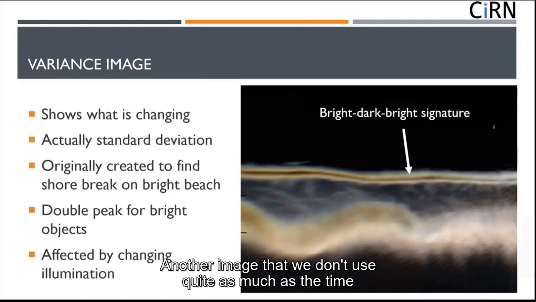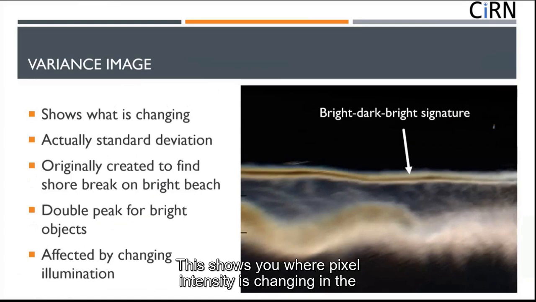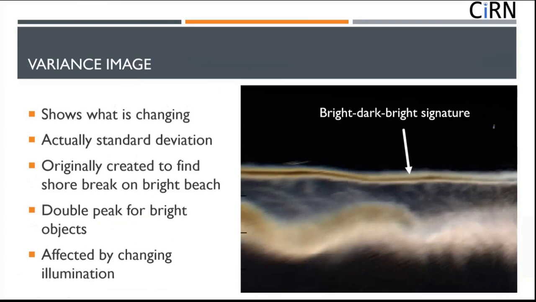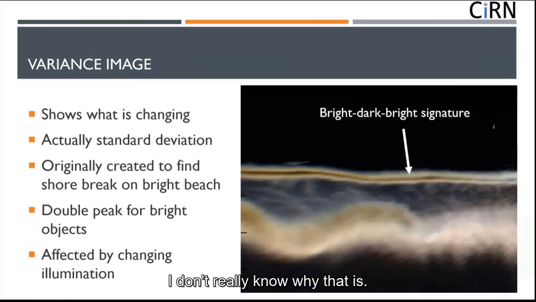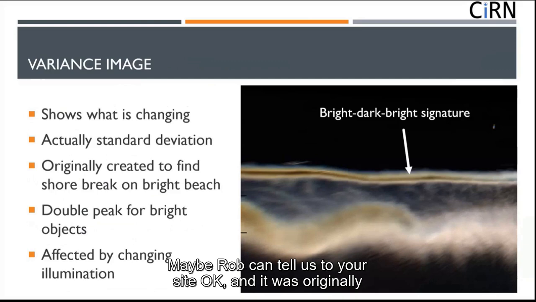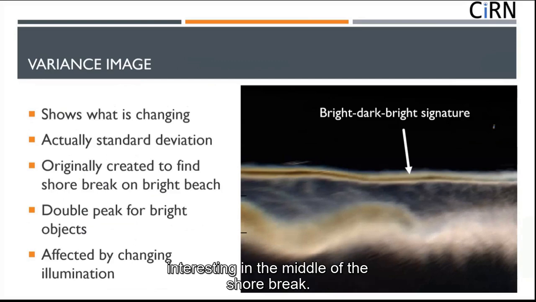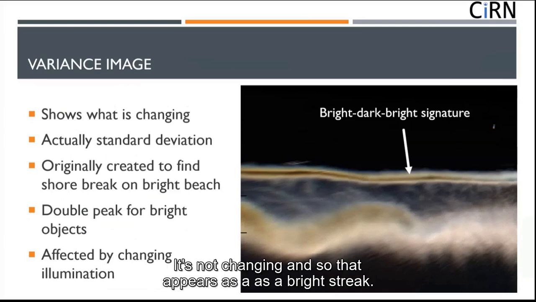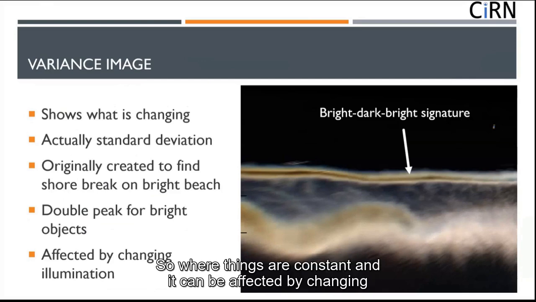Another image that we don't use quite as much as the time exposure image, but also can provide us with useful information, is the variance image. This shows you where pixel intensity is changing in the image. We call it the variance image, but it's actually the standard deviation. I don't really know why that is. Maybe Rob can tell us. It's easier to say. Okay. And it was originally used to find the shore break on a bright beach. Something that's interesting is in the middle of the shore break, it's not changing, and so that appears as a bright streak. So where things are constant.